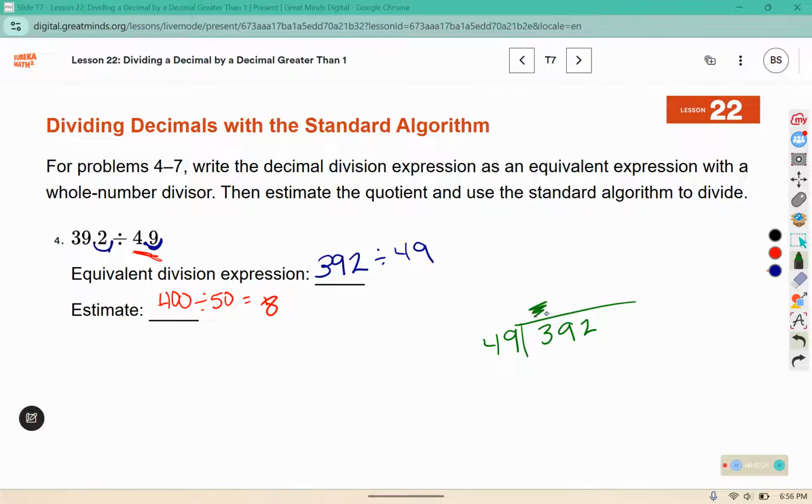49 doesn't fit into 3 or 39, but it does fit into 392. This is about 50. So if we went 50, 100, 150, 200, 250, 300, 350, that's around 7 of them. 7 times 9 is 63. 7 times 4 is 28, plus 6 more. 29, 30, 31, 32, 33, 34.